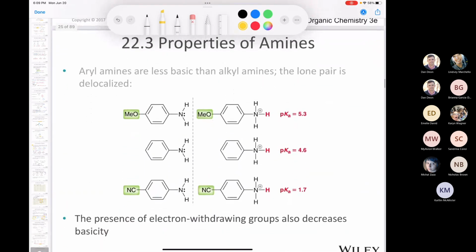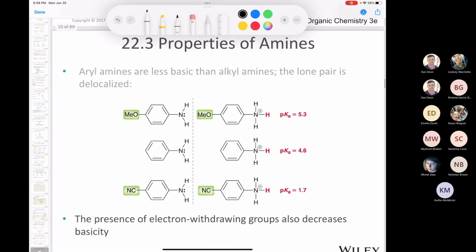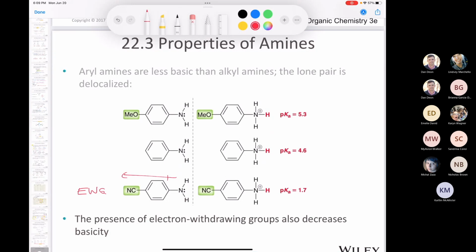Now, what else is neat is that you can adjust the basicity of an aniline by adding an electron donating group or an electron withdrawing group. If you look at a nitrile, and we looked at this earlier on, a nitrile is a strong electron withdrawing group. That means it's pulling the electrons in this direction, so they're less available. So that means this is a very, very weak base, which means it's going to have a strong conjugate acid.